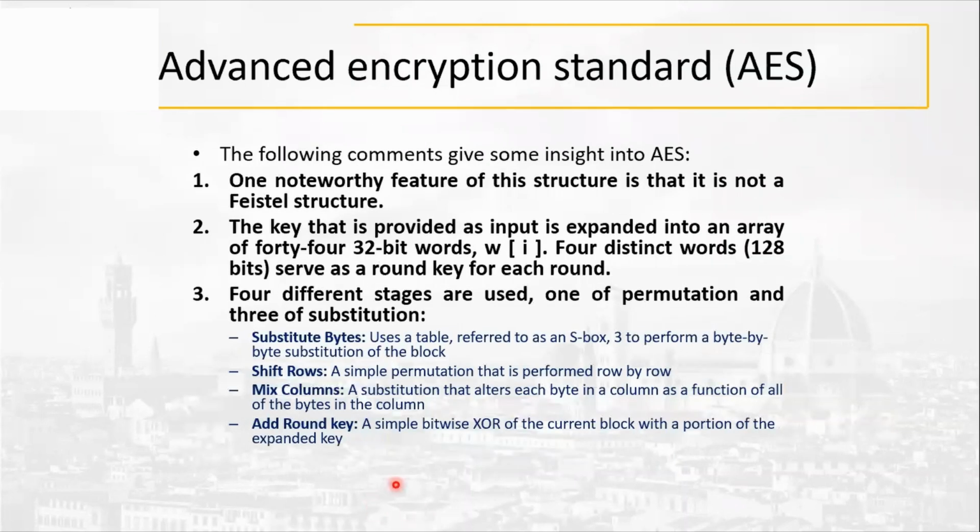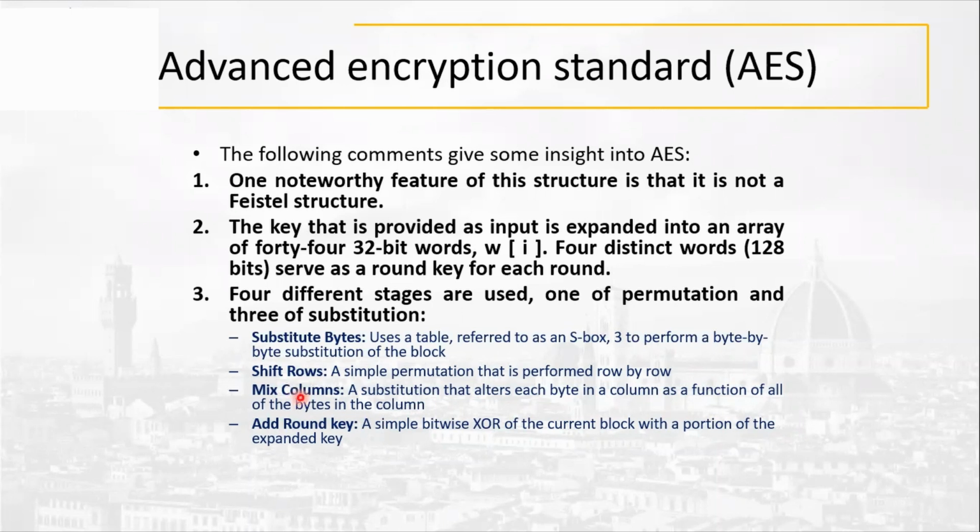Right. Now there are 4 stages in each round. We'll see those 4 stages one by one. One is called substitute bytes. So the S box is there. Just like DES, AES also has the S box. Then you have shifting of rows, so some data has to be shifted. Then mixing of columns.